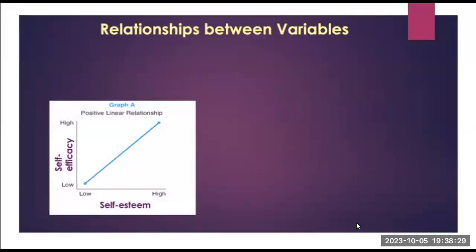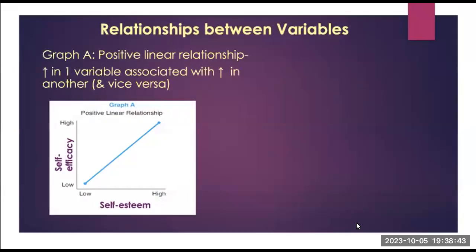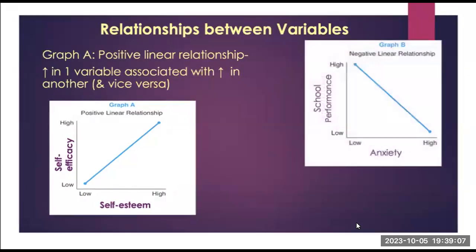When we talk about relationships between variables, what we're looking for is systematic variation between the independent variable and the dependent variable. And there are different types of relationships we're looking for. So graph A shows you a positive linear relationship. That means as the value of one variable increases, the value of the second variable increases as well. Or when the variable value decreases, the second variable value decreases as well. So in other words, they move in the same direction together. When that happens, we call that a positive linear relationship.